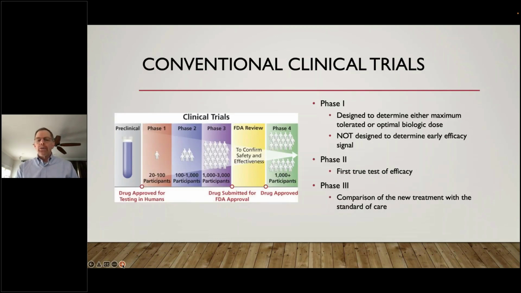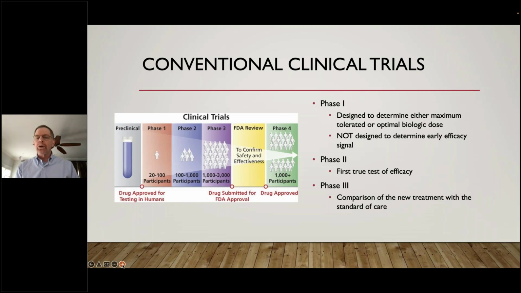So since we are going to focus on unconventional trials, I thought it would be important to talk about conventional trials. Of course, everybody knows the phase 1 studies designed to determine the maximum tolerated dose, or in the case of biologic agents, the optimal biologic dose. And contrary to the current trend, really not designed to determine an early efficacy signal.